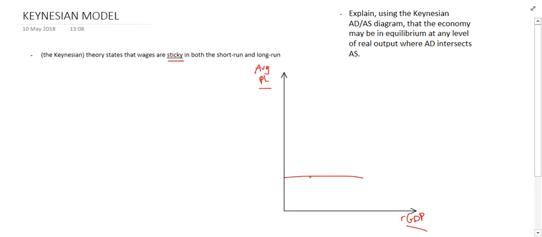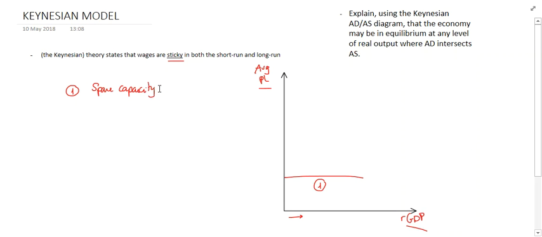Now, the horizontal section says that when there is available factors of production in the economy, then the workers would not want to demand higher wages. So as output rises in the economy, price level is constant. And that's why this region of the Keynesian curve is when we consider the economy has spare capacity.